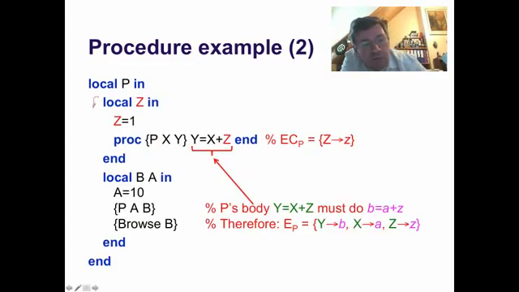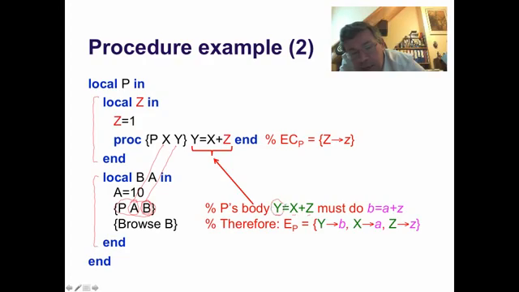Here first we have defined P, and in the second part we will call P. Notice what happens when we call P here. We have P of A, B, where A is equal to 10 and B is unbound. What does this do? Well, the body of P is y equal to x plus z. But what must it really do? B corresponds to y and A corresponds to x.